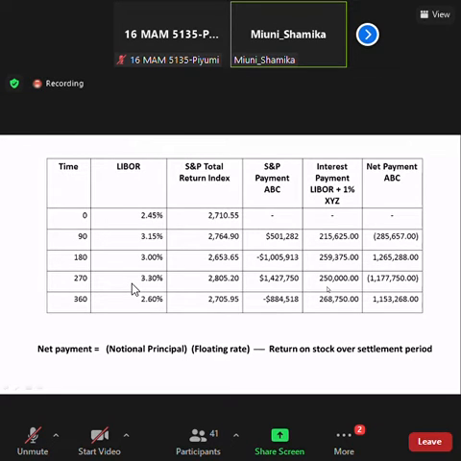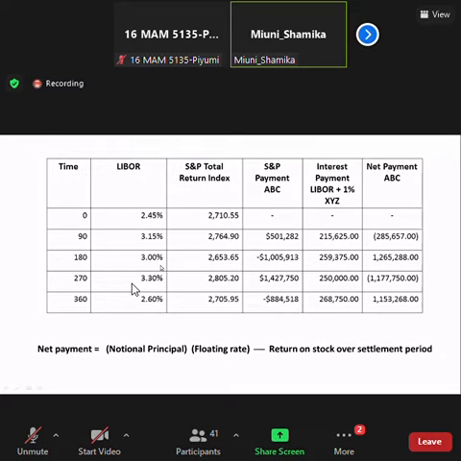There will be no interest payment, but the payment will be made on the stock index. Let me know if this is clear. Okay, I assume it's clear because no one is responding. And it's easy to assume that it's clear.